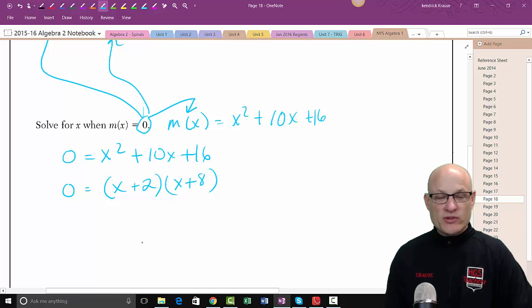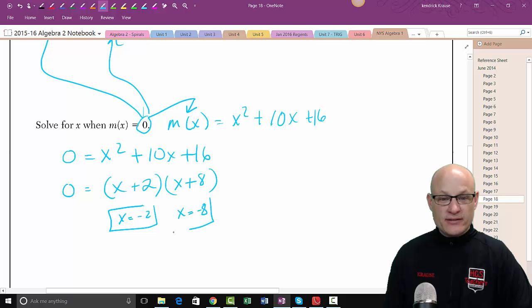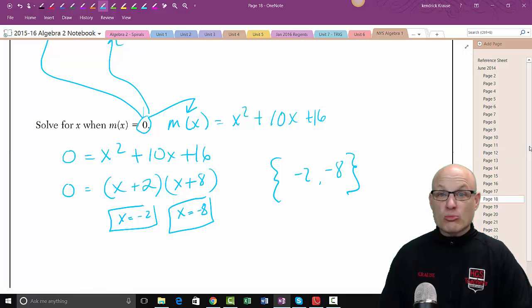Not done yet, though. We still need to solve for x. And in this case, x is equal to negative 2. And x is equal to negative 8. If you want to look nice, you put your answers in curly brackets or braces. Done. Problem's over. That was a simple one.